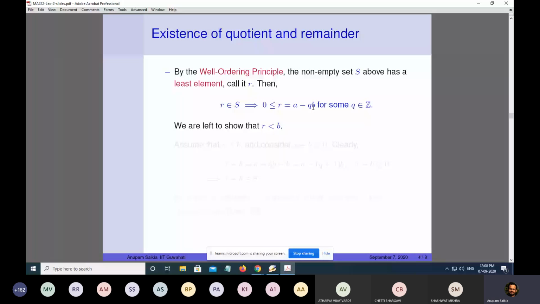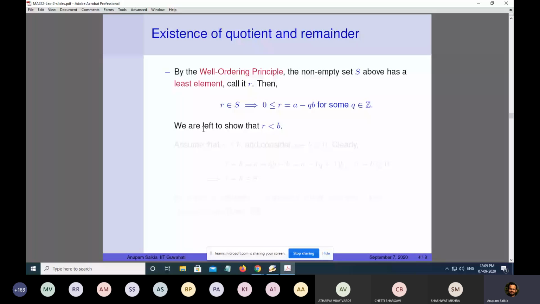So that multiple, let me call it Q. So let R be a minus some nb, that n I am calling Q, so R is a minus Qb. So to qualify as a remainder, it has to be strictly less than b. Any query? Okay, so we just have to show that R is strictly less than b.